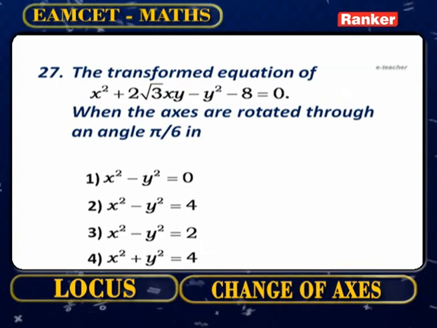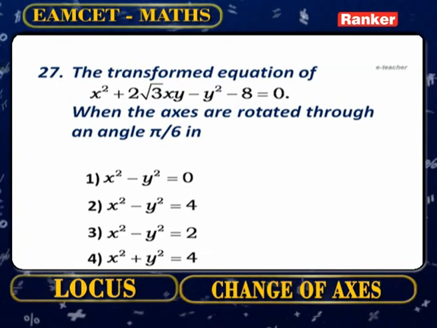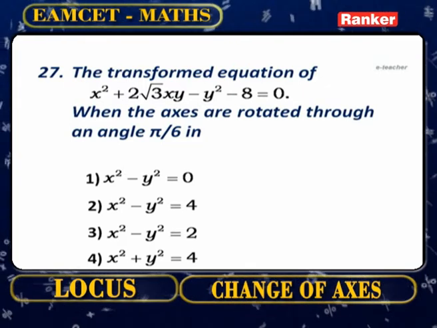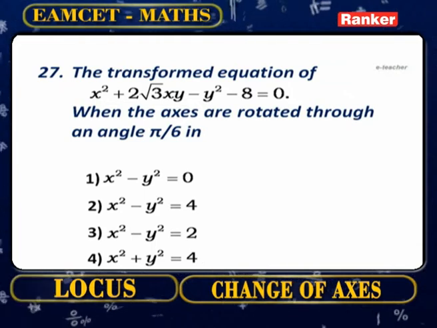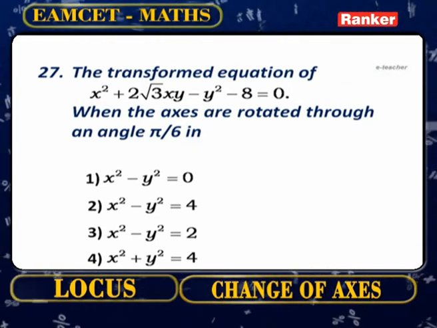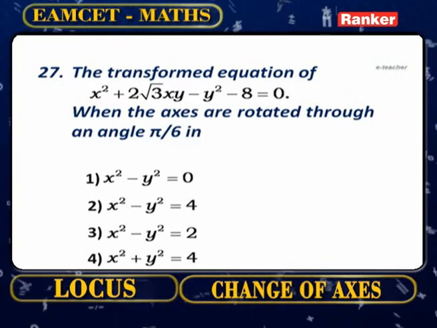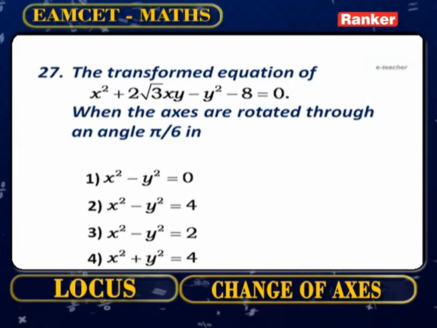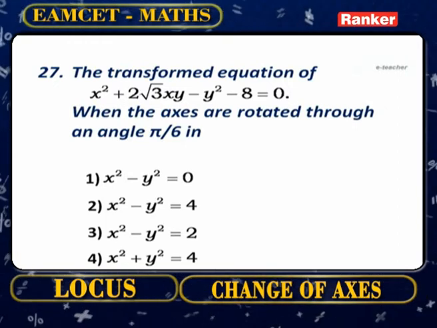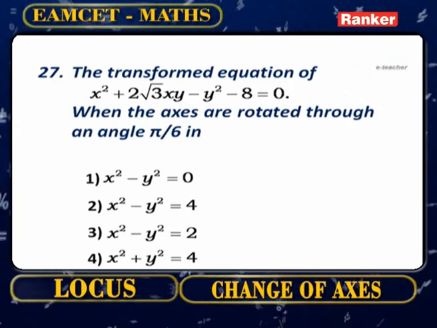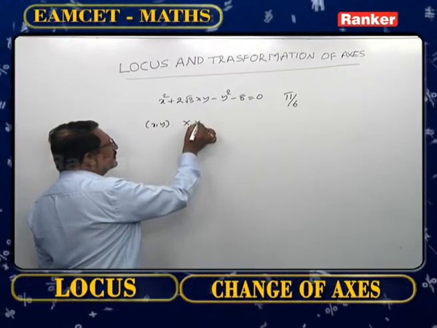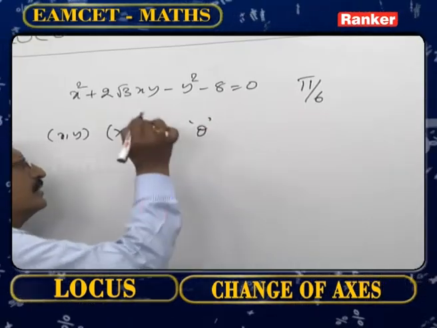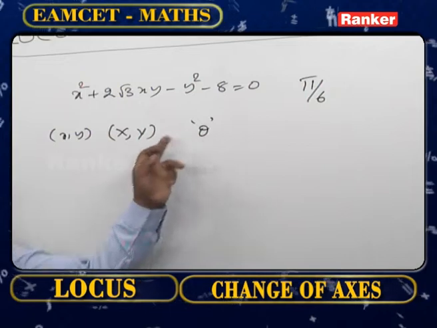The transformed equation of x square plus 2 root 3 xy minus y square minus 8 equals 0, when the axes are rotated through an angle pi by 6. Now, in rotation of axes, suppose x, y is the original point, capital X, capital Y is the new system point, and the axes are rotated through an angle theta about the origin.